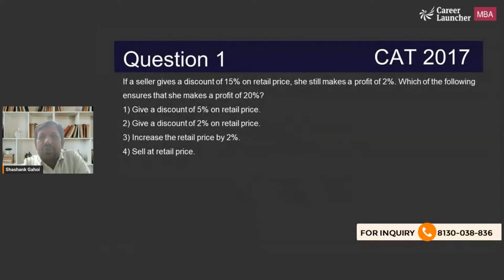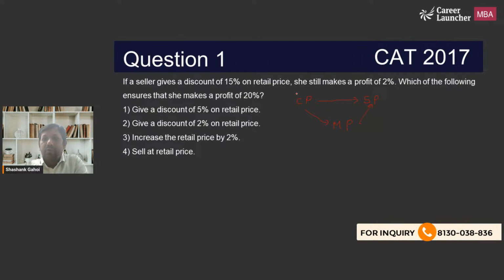Okay. So this is a question of CAT 2017. Now what does this question say? If a seller gives a discount of 15% on the retail price and still makes a profit of 2%, which of the following ensures that she makes a profit of 20%? Whenever I get a question of profit, loss, and discount, I am going to make a triangle. So basically, this is cost price. Then I am going to have sale price. Then I am going to have mark price. Okay, so we have cost price, sale price, and mark price.